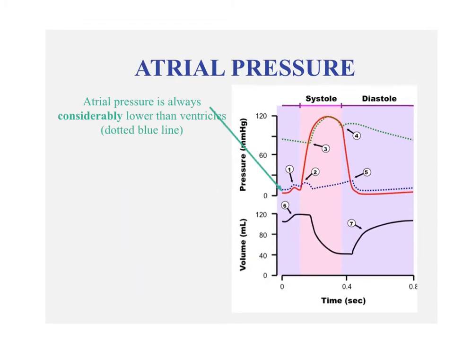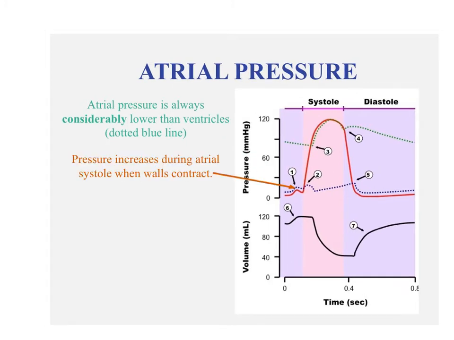The next one we're going to have a look at is the dotted line, the atrial pressure. So the pressure of the atrium, the chambers at the top of the heart. And you can see here that for the most part, the pressure in the atria is always similar or lower than that in the ventricles. So at the beginning of the atrial cardiac cycle, we have a slight increase in atrial pressure during diastole.